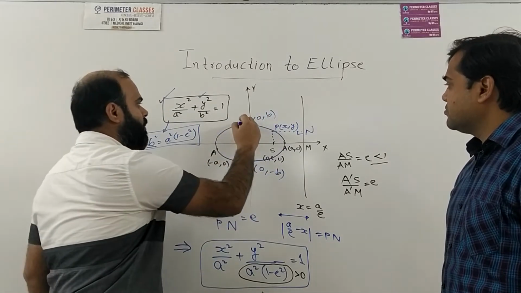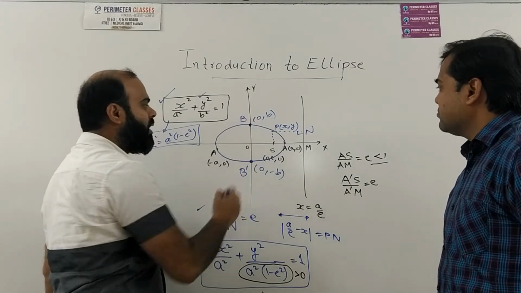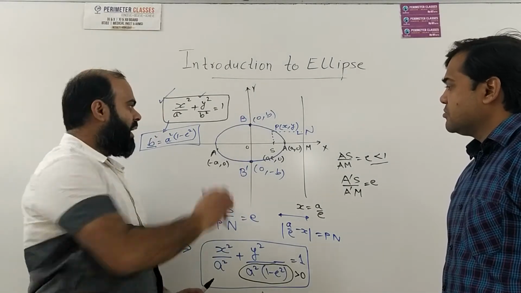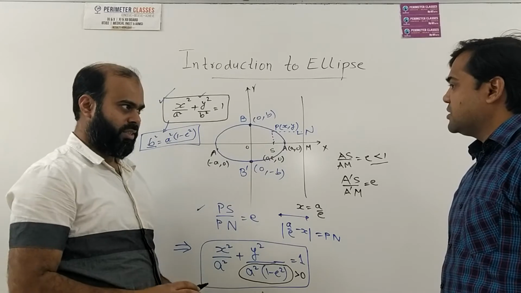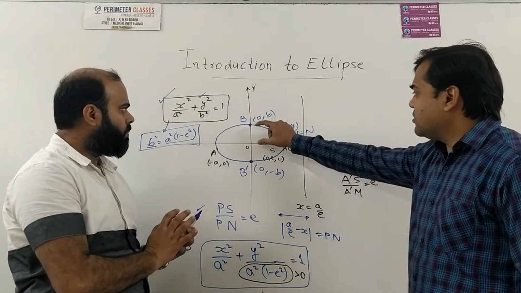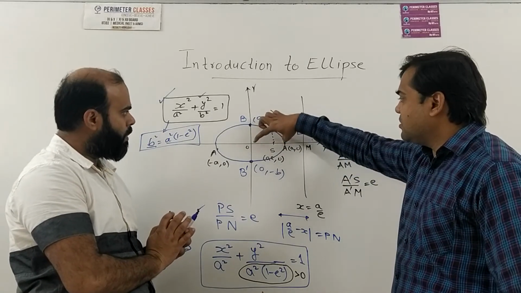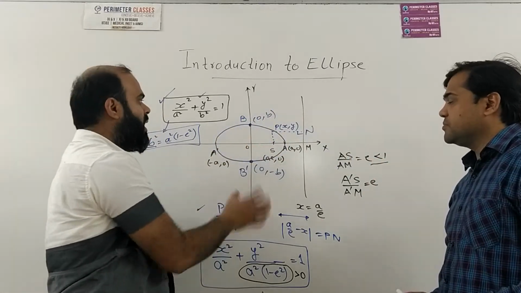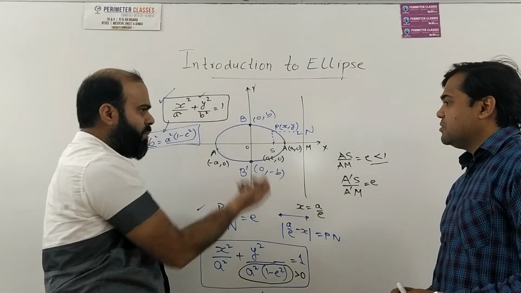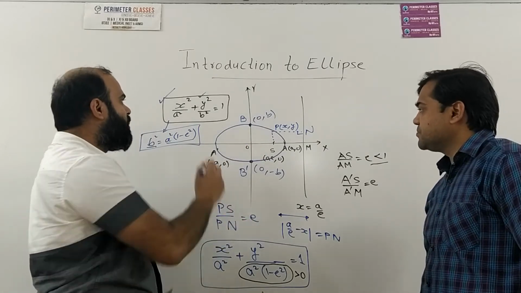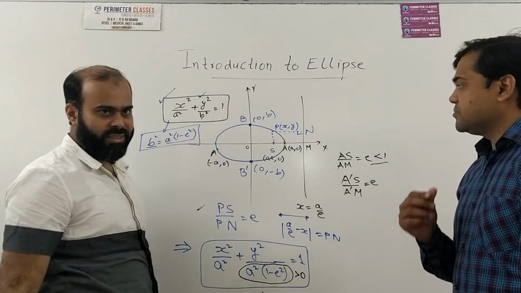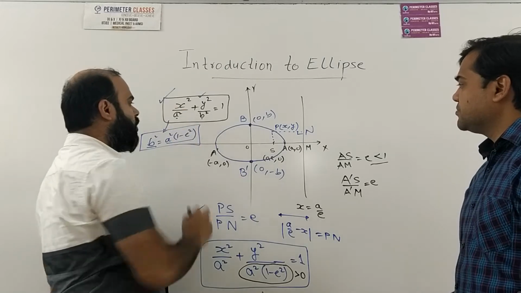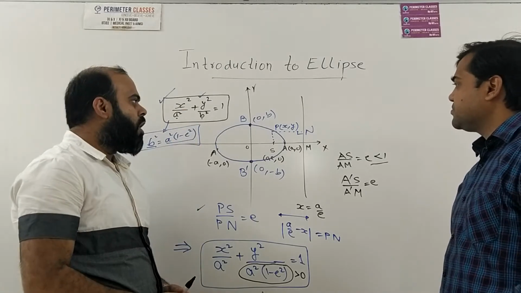So basically B dash B is the minor axis and A dash A is the major axis. And this is called the length of the semi-minor axis and the length of the semi-major axis. Half of the major axis will be the semi-major axis and half of the minor axis will be the semi-minor axis. So you can say that b is the length of the semi-minor axis and a is the length of the semi-major axis.